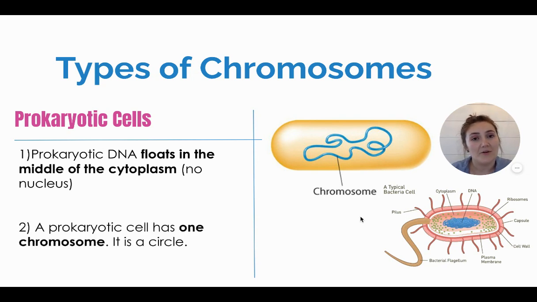The other thing about prokaryotic cells is they are very simple cells. They only contain one chromosome, and that chromosome is in a circular loop, so it's actually connected together, and it's just floating around in the cytoplasm. So they only have one chromosome.